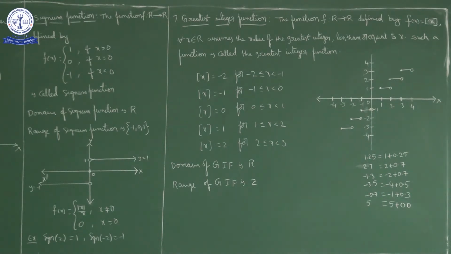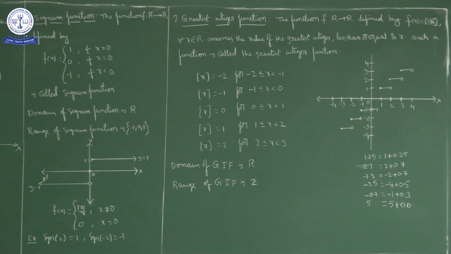Now come to the greatest integer function. A function f from R to R defined by f of x equal to greatest integer of x, this is the greatest integer symbol. For every real number, it assumes the value of the greatest integer less than or equal to x.